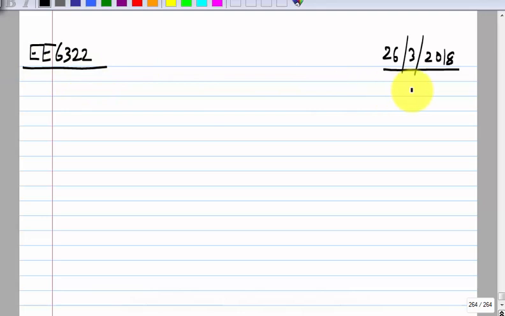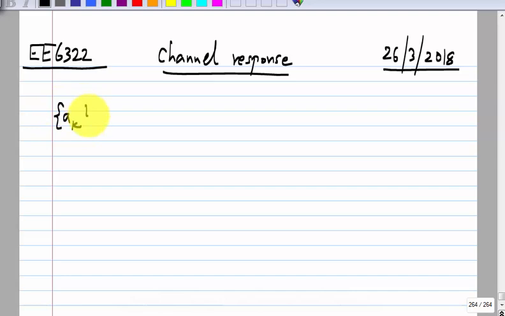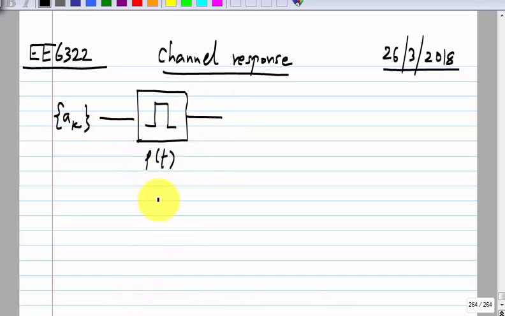We were discussing channel responses and trying to see how to characterize it for data communication. Our communication system looks like this. We have the discrete symbols A_k defined in discrete time, then they are modulated by some pulse p(t), and most frequently this p(t) is a full width rectangular pulse. What this means is that this is what is known as non-return to 0.